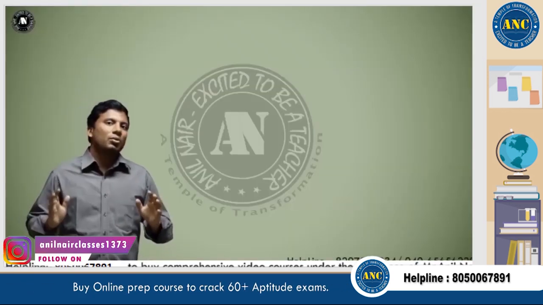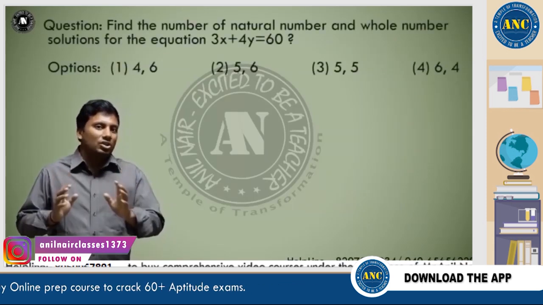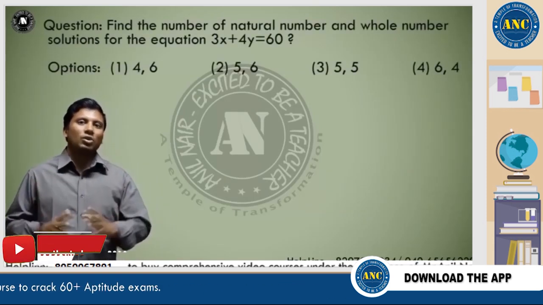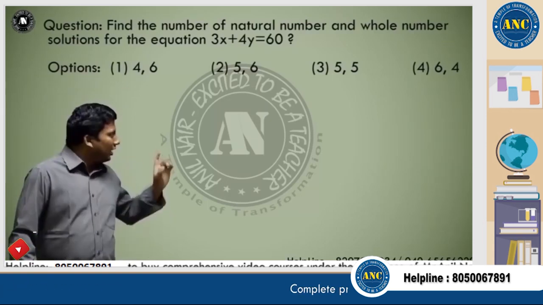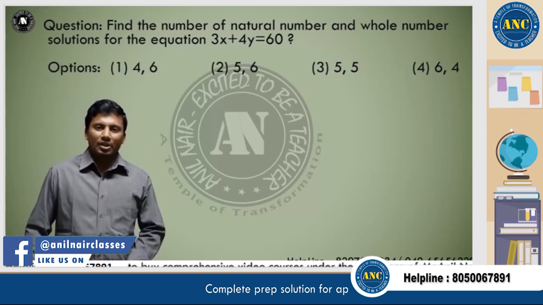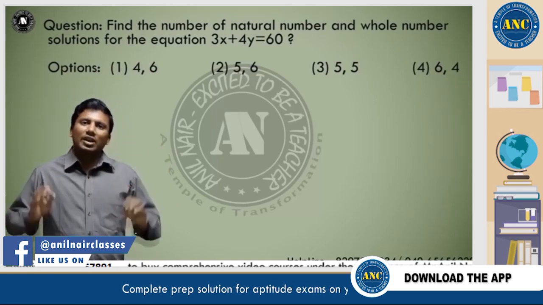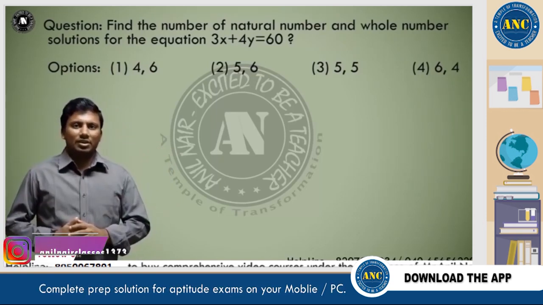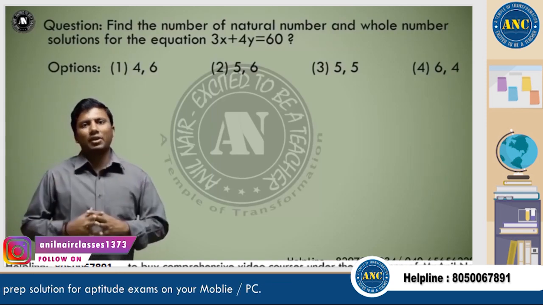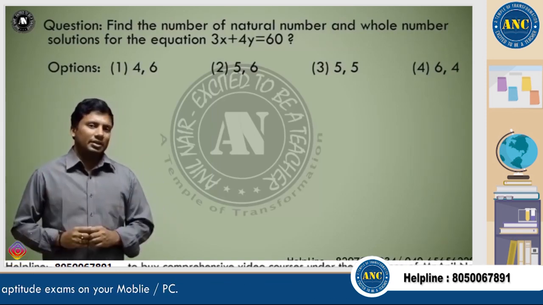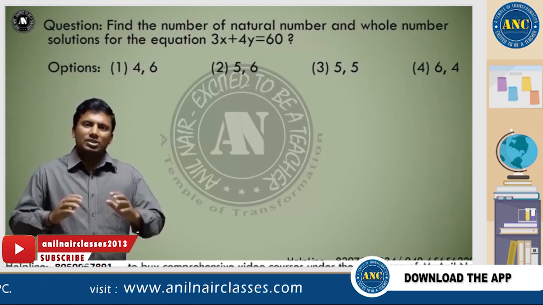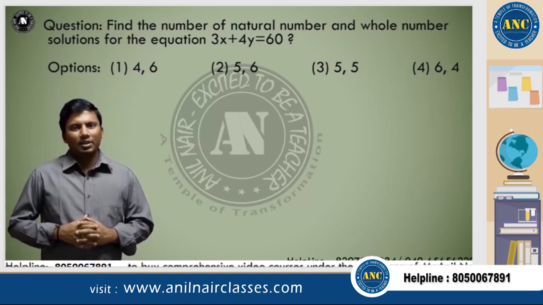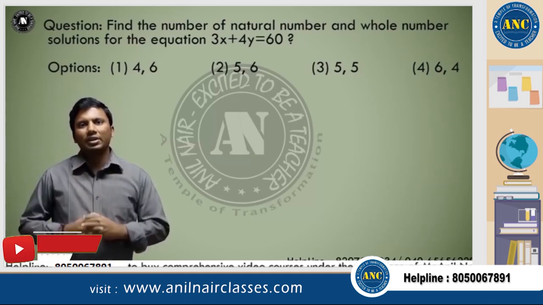The question is asking about finding the natural number and whole number solutions for the equation 3x + 4y = 60. Now first, let us look at the traditional method of solving. Before solving it in a traditional way, let us understand a few concepts. Read the question once again.